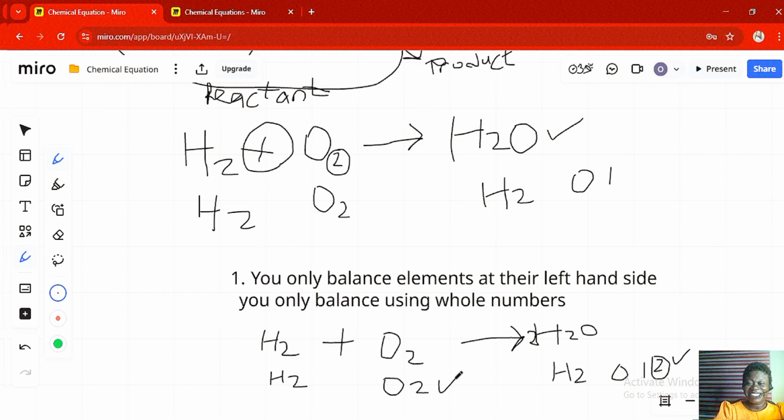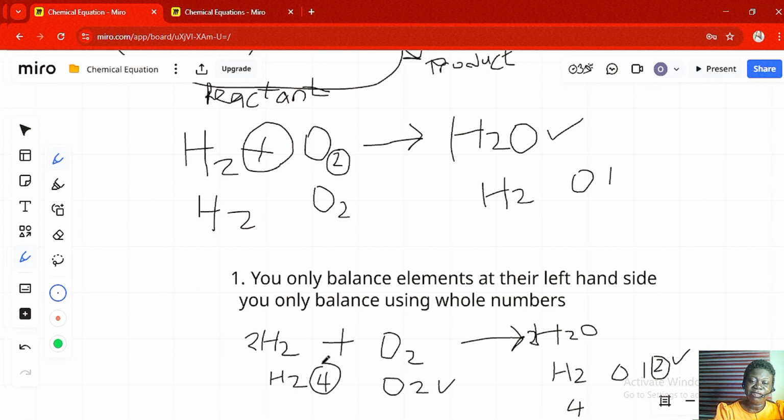Alright, so let's continue. If you look at this, you will see that the equation is not yet balanced, because hydrogen at the product side is now 4. 2 times 2 is 4. And at the reactant side, hydrogen is still 2. So what do you multiply by 2 to make it 4? 2, right? So add 2. So hydrogen here becomes 4.